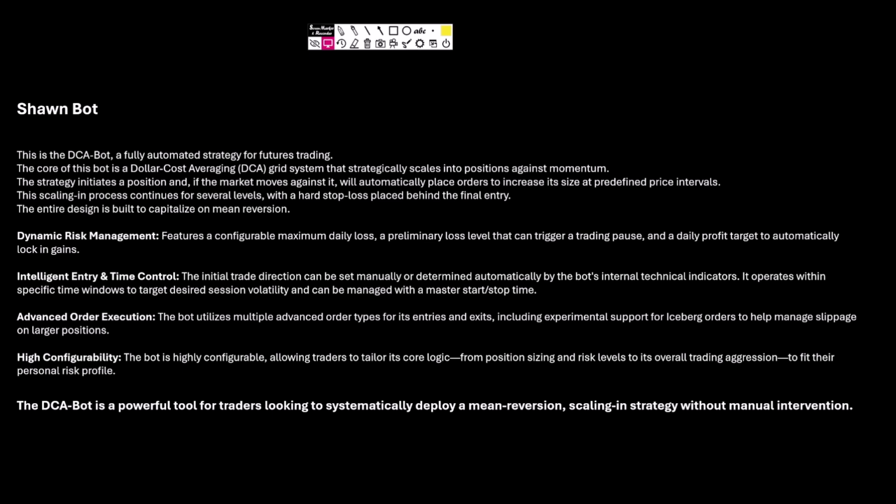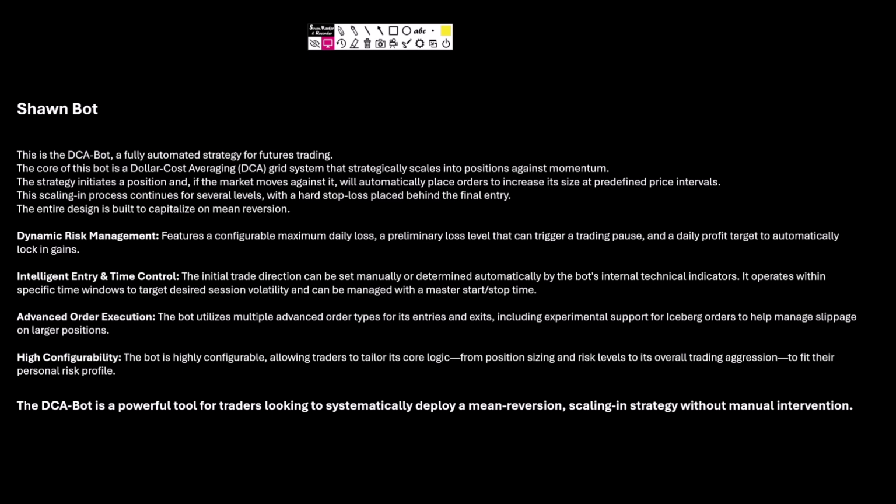If the decision was wrong, Shawn tries to improve your average price and get you into a more favorable entry price. And finally, at the end of the day, you should end the day on a profit.